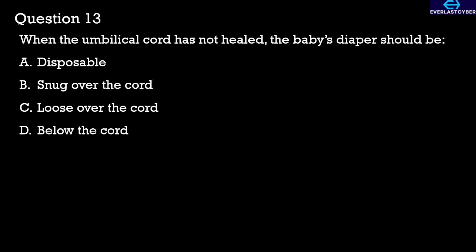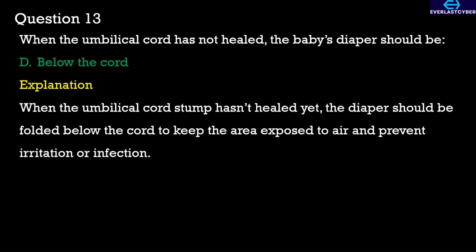In option B, the diaper should not be snug or tight over the cord because this can cause irritation or even delay healing. In option C, the diaper being loose over the cord may still cause contact and irritation. So option D is the most preferable option. Folding below the umbilical cord is recommended. So when it hasn't healed, the diaper should be folded below the cord and the area should be exposed to air in order to prevent irritation or infection.